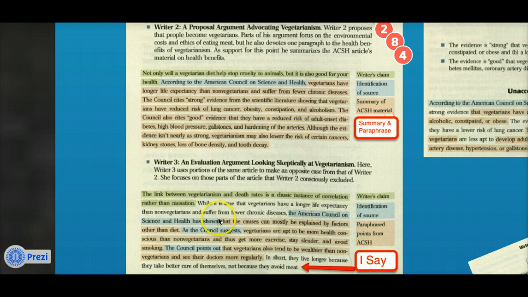They again are careful. All the blue is where they're saying where the information is coming from in the source, and then they're paraphrasing some of that information again to go along with what they say. And what I really like about this is at the bottom they take time to summarize their entire point and really bring it home. In short, they, meaning vegetarians, live longer because they take better care of themselves, not because they avoid meat. By adding that I say thing at the end, then it's really clear this is what this author is taking from this information. So page 284, again, just great examples for how to integrate quotes and how to use the same information to support your own argument, regardless of what side of the issue that you're on.